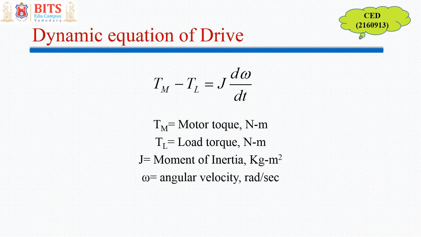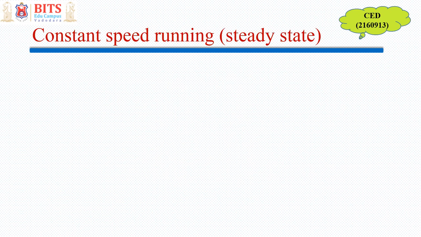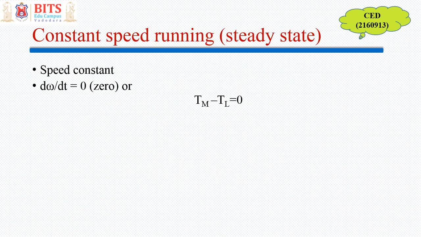Now, this is a dynamic equation. But under steady state, when motor speed is constant, we have d omega by dt equal to 0. And so we have the situation Tm minus TL is equal to 0. Or in other words, we can say that motor torque is equal to load torque. This is a very important relation. A motor always operates at the torque which is equal to load torque. So the motor is going to develop the torque which is sufficient to provide the total load torque, right? This is the condition which is very important to understand the basics of speed control.